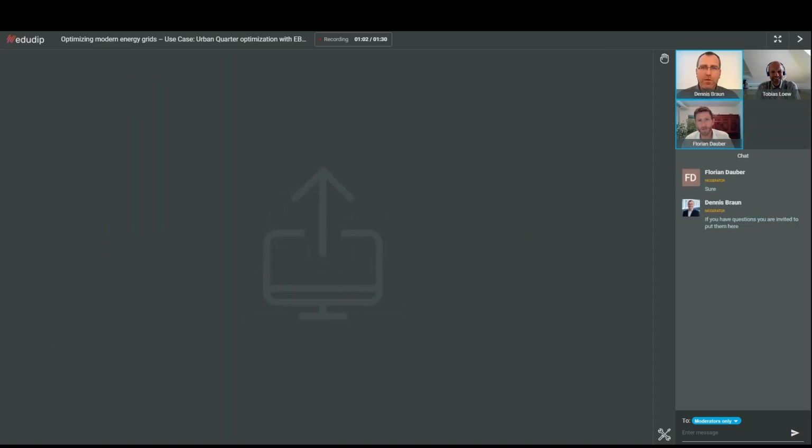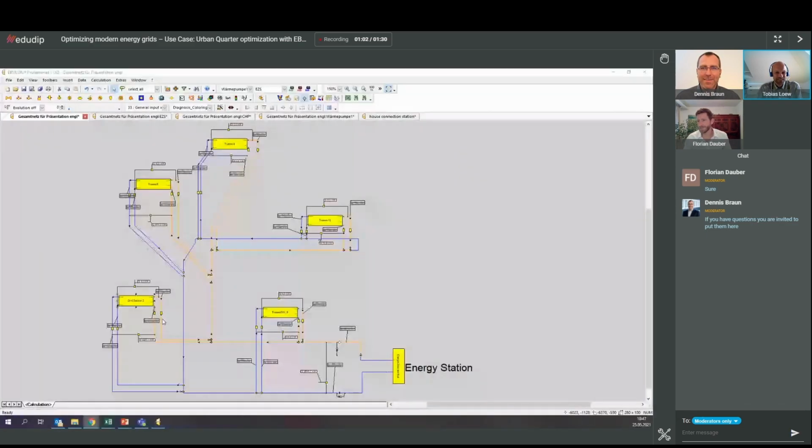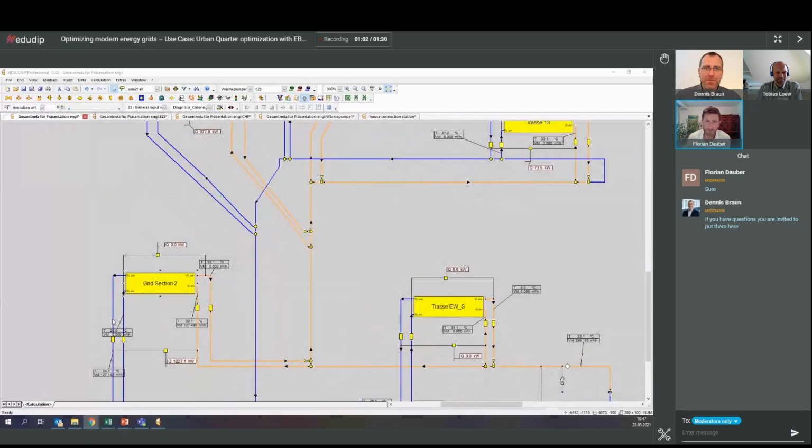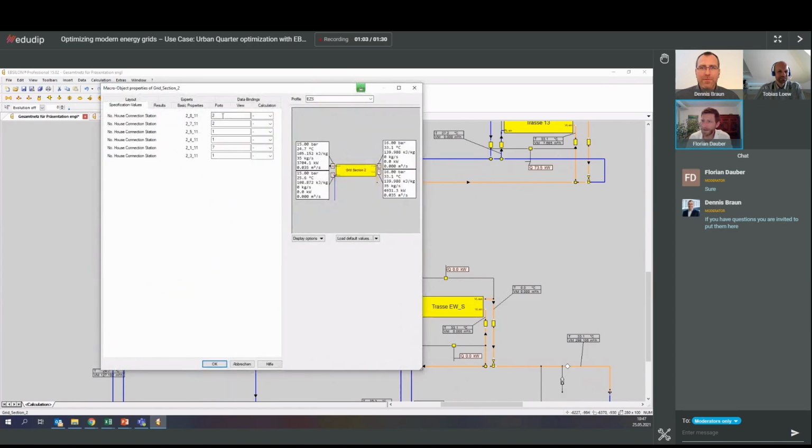I don't know whether I would show the code, but maybe some of the more details of the access points, the home access points. If this is what the grid looks like, and what I was just talking about is how the customer is enabled to modify the grid himself. For example, if I go to one grid section, which is one part of the huge urban quarter we are talking about, I can easily enter the numbers of different house connections at this point.